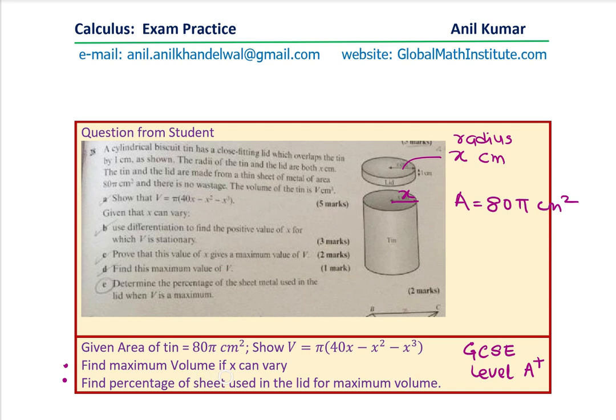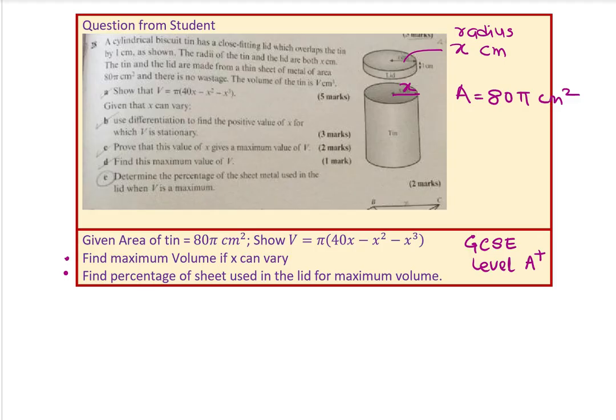Find maximum volume if x can vary. So we have to find the value of this. Find percentage of sheet used in the lid for maximum volume. So once we figure out what this value of x is, we'll find what is the area of this particular lid, and then we can calculate the percentage. So I hope the question is absolutely clear. Now let us see how to solve this type of question.